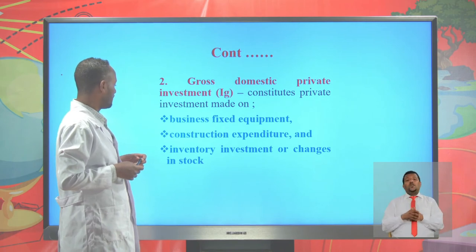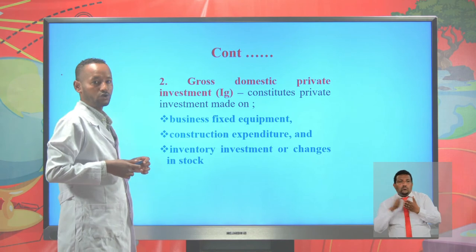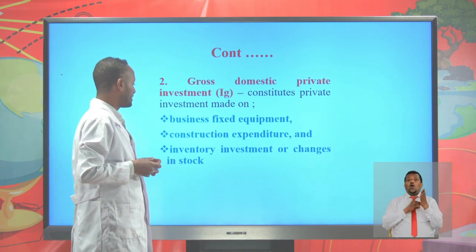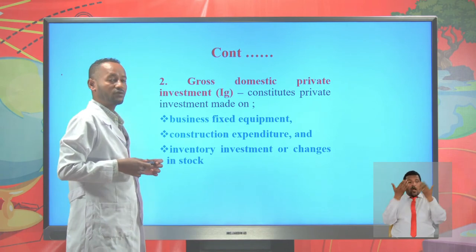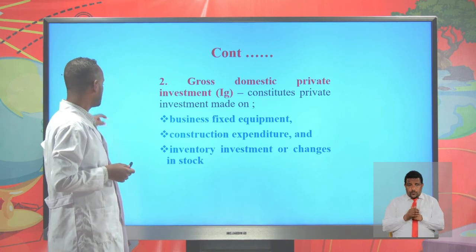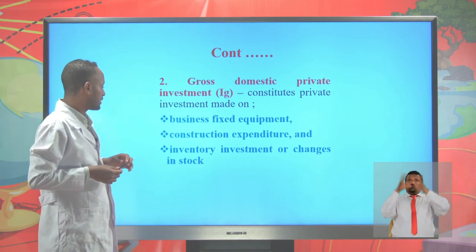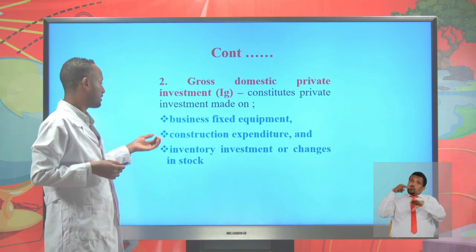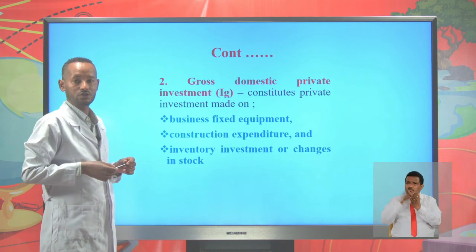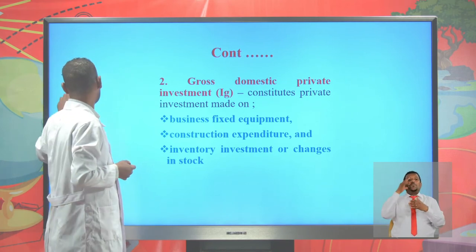The last one is inventory investment or changes in stock. These are unsold outputs, and it is calculated by the cost of merchandise available for sale minus the cost of merchandise sold. Simply, they are unsold outputs. By adding all the expense made on business fixed equipment, all the expense made on construction, and all the expense made on inventory or changes in stock, we can get the gross domestic private investment.